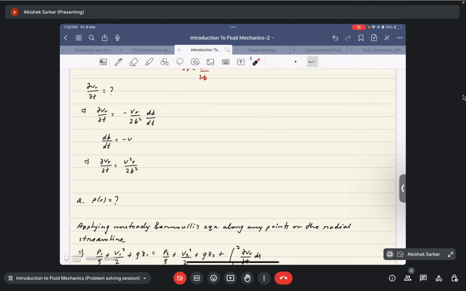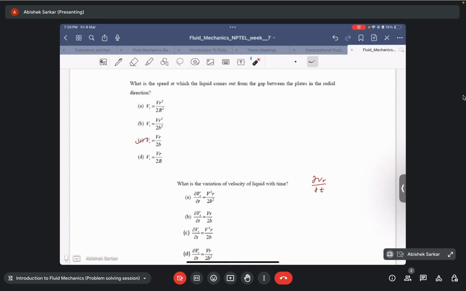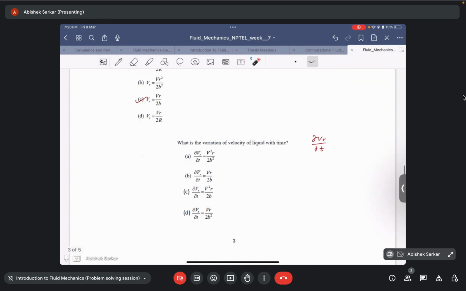So dou vr by dou t would be equal to v square r by 2b square. Okay, so the correct answer would be option number D. Sorry, option number A, v square r by 2b square. So the correct answer is option A.